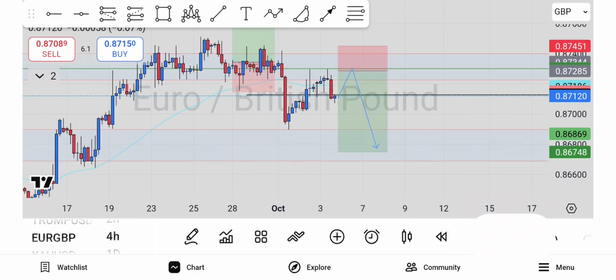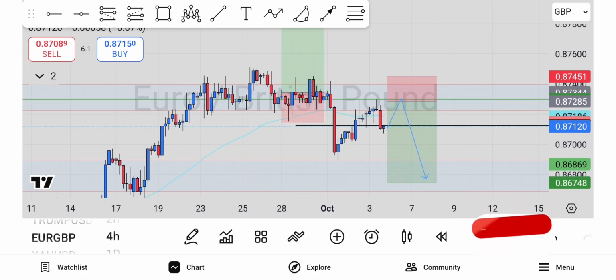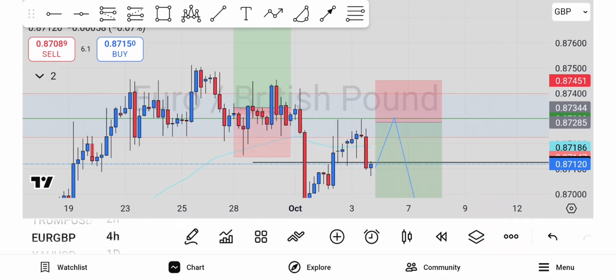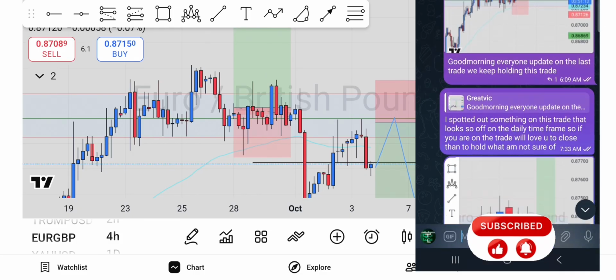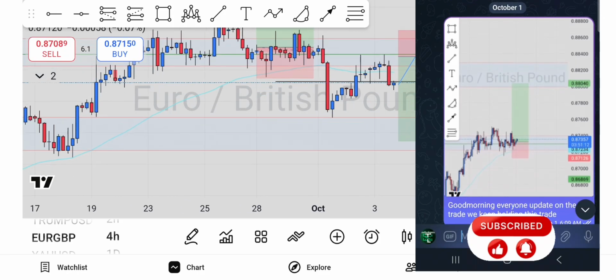But this particular trade, I gave the signal on my Telegram group. I told them not to buy because I was skeptical about the movement. So as you can see it on the Telegram group. If you are not part of my Telegram group, you need to be part of my Telegram group for free weekly signals like this.